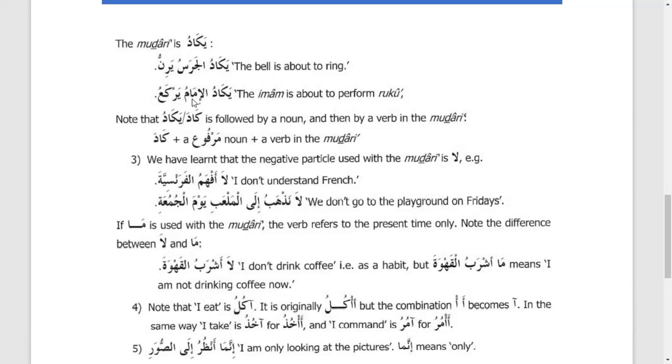However, it will be specified if you specify someone. So if you want to say the boy is about to cry, you will say yakadul waladu yabki, the boy is about to cry.